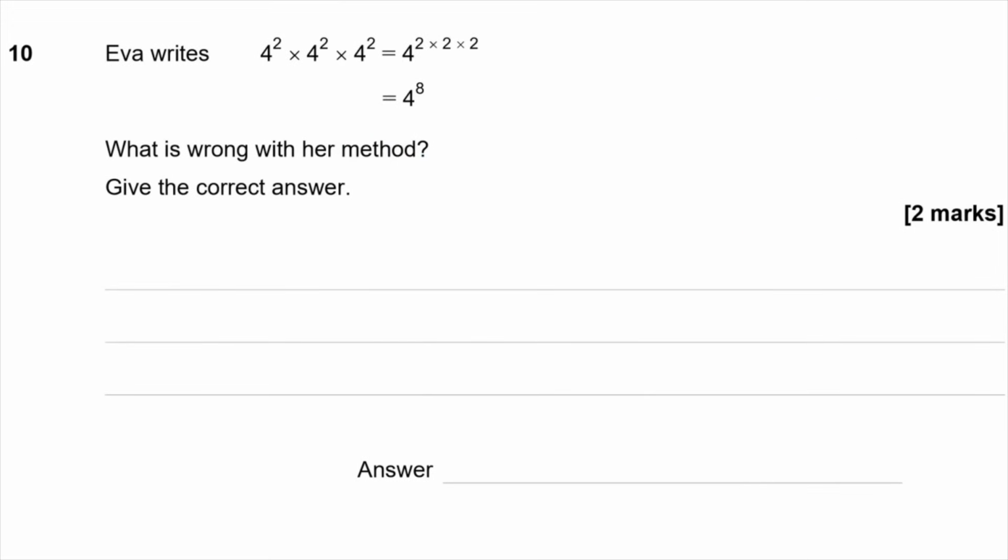Question 10. Eva writes 4 squared times 4 squared times 4 squared equals 4 to the power of 2 times 2 times 2, which is 4 to the 8. What is wrong with her method? Eva. I hope you haven't got your exam in a few weeks' time.